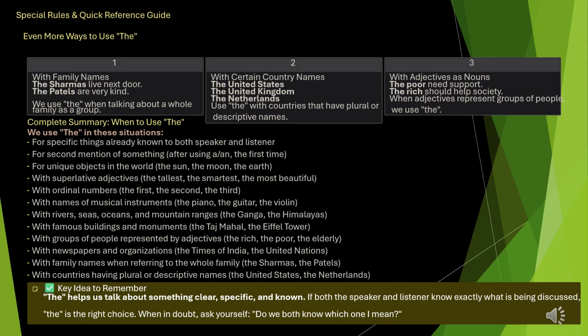Key idea to remember: the helps us talk about something clear, specific, and known. If both the speaker and listener know exactly what is being discussed, the is the right choice. When in doubt, ask yourself, do we both know which one I mean?